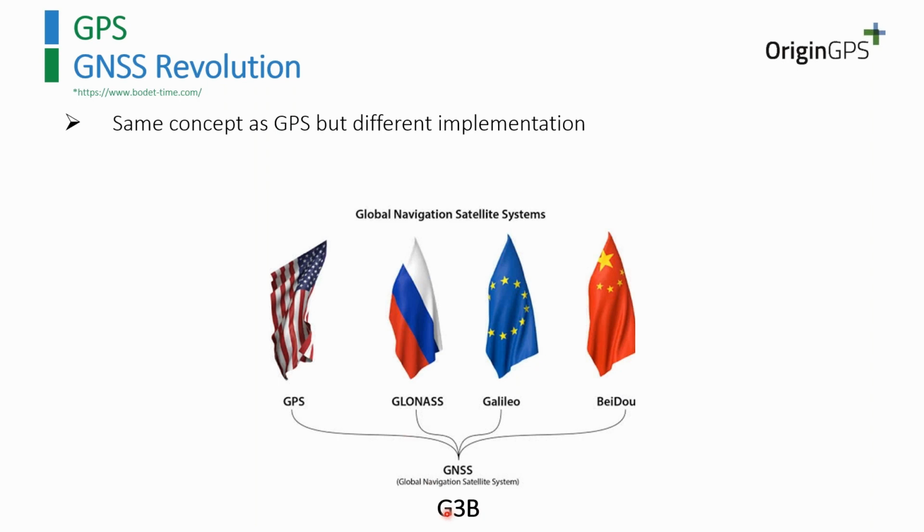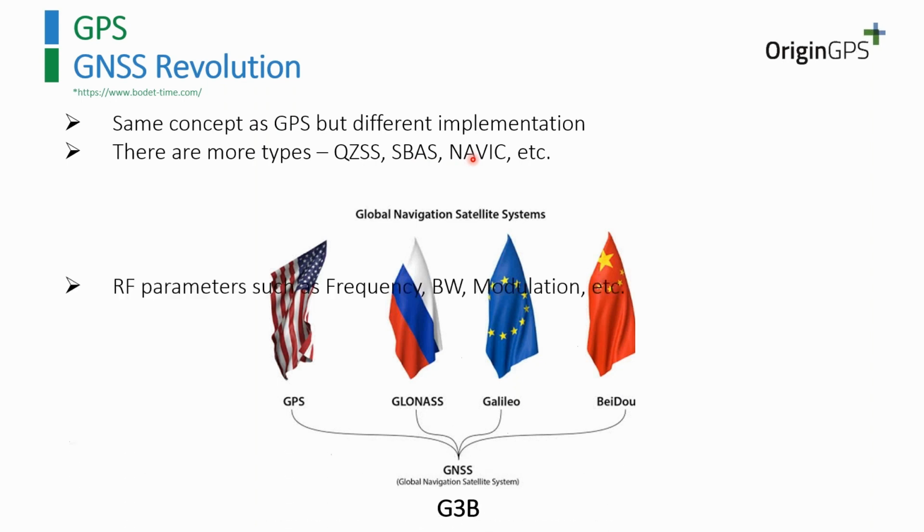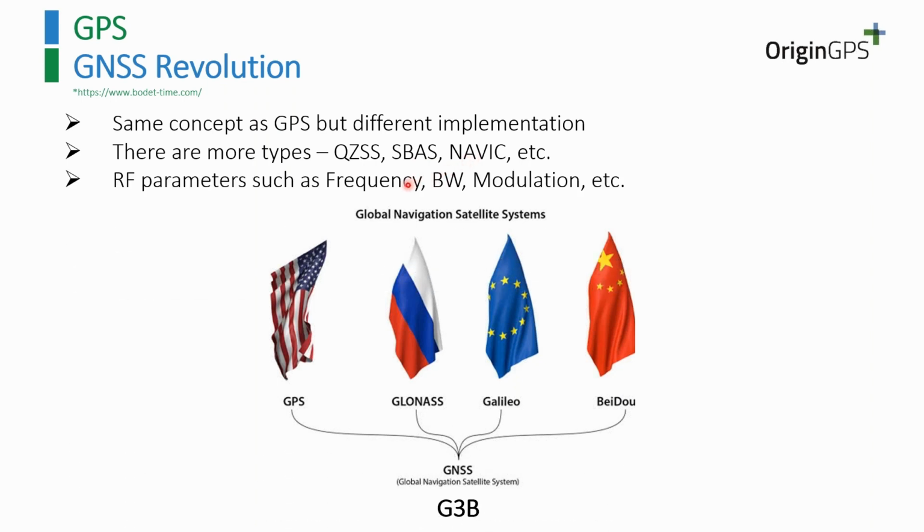Another term here is G3B. It means that we have GPS, GLONASS, Galileo, and BeiDou. This is the basic GNSS, but today we have more technologies and implementations, for example, QZSS, SBAS, and NAVIC. Another part to know here, we have a lot of RF parameters. For example, what will be the frequency of GLONASS and GPS? What will be the bandwidth of each signal? What is the RF modulation? And there are more topics.